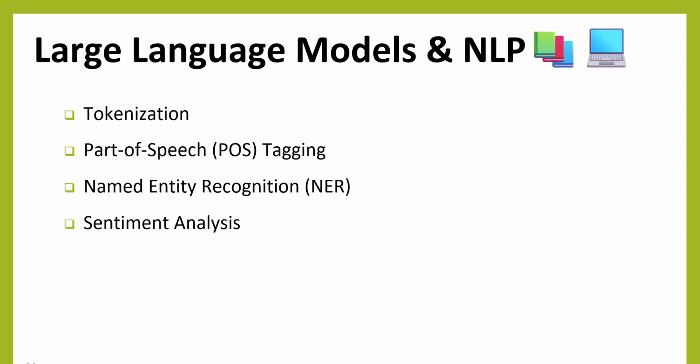Basically, natural language processing involves tasks such as tokenization, which means breaking down text into individual parts or tokens. Parts of speech tagging means identifying the grammatical category of each word, say noun, verb, adjective. Next, named entity recognition means identifying named entities such as people, organizations, and locations. Sentiment analysis means determining the emotional tone or sentiment of the text.